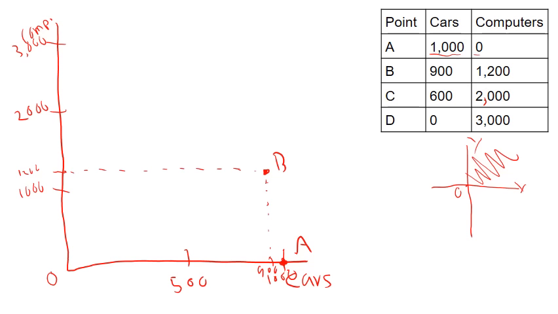Point C is over 600, which will be about right here, and up 2,000. So right over there is point C, and point D is 0, 3,000. Point D is at the point on the vertical axis where we have 3,000 computers. Now we can connect these dots together in sort of a smooth curve to trace out what appears to be the production possibility frontier for our simple economy.